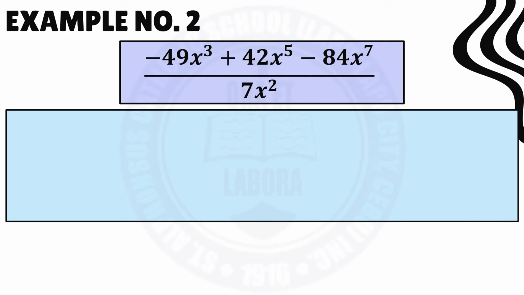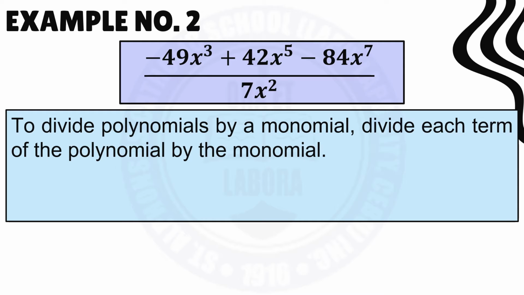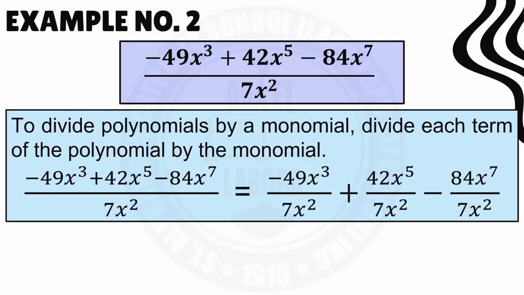Second example, negative 49x cubed plus 42x raised to 5 minus 84x raised to 7, divided by 7x squared. To divide polynomials by a monomial, divide each term of the given polynomial by the monomial. So we have here negative 49x cubed divided by 7x squared plus 42x raised to 5 divided by 7x squared minus 84x raised to 7 divided by 7x squared.